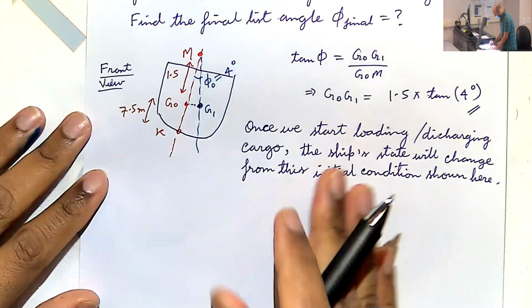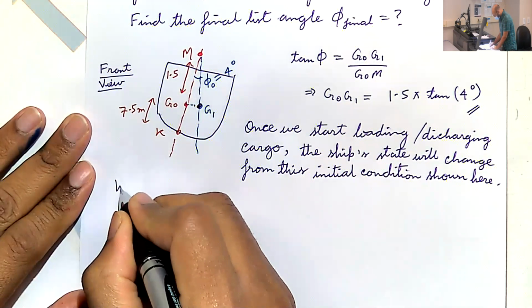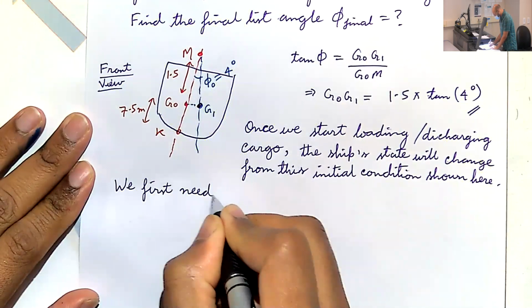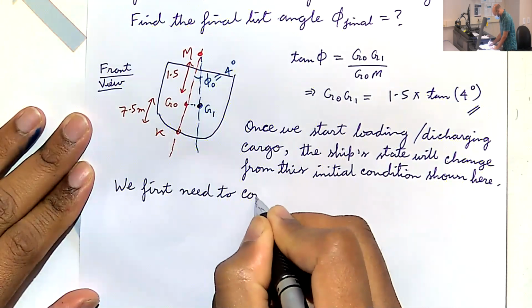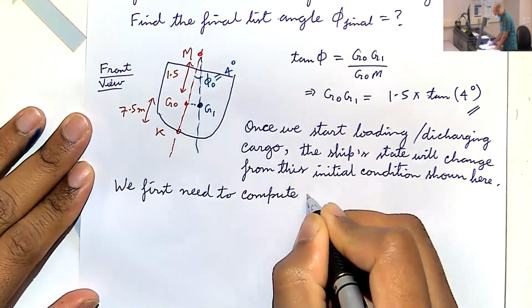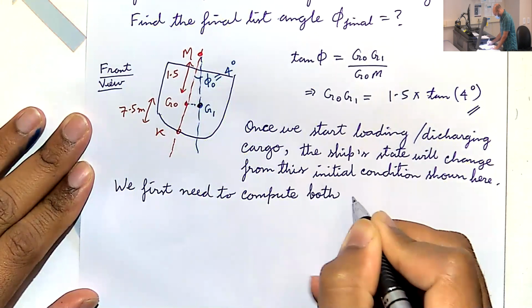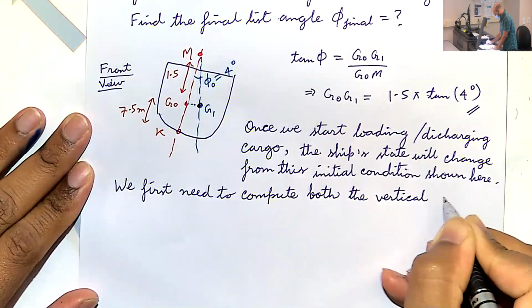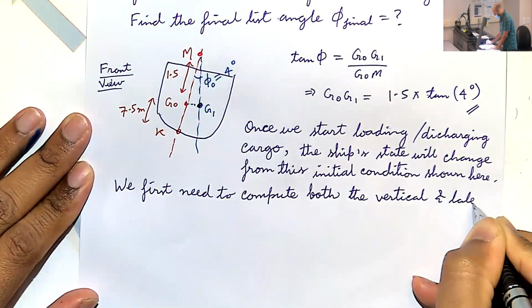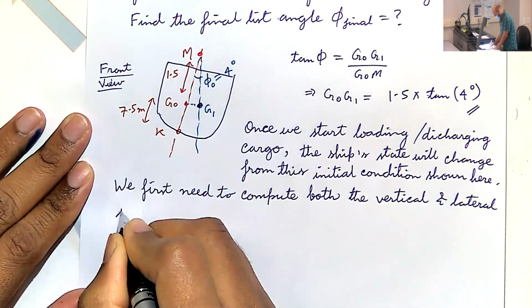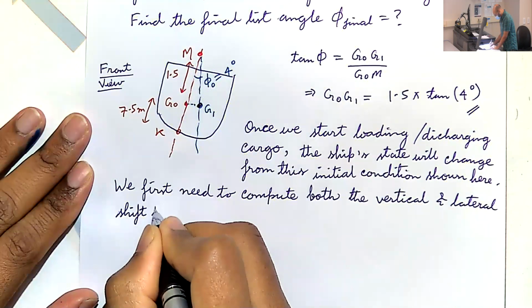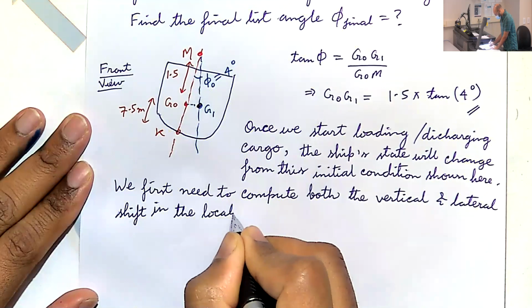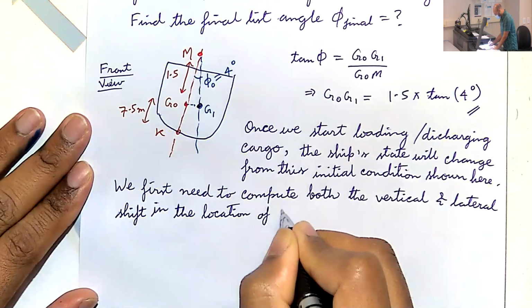So we first need to compute both the vertical and lateral shift in the location of G1.